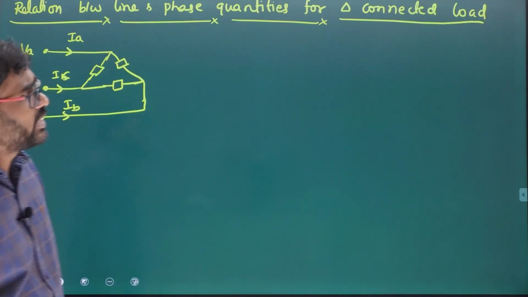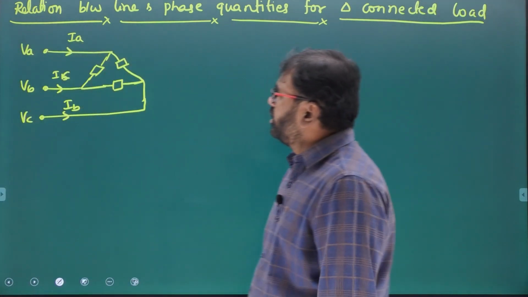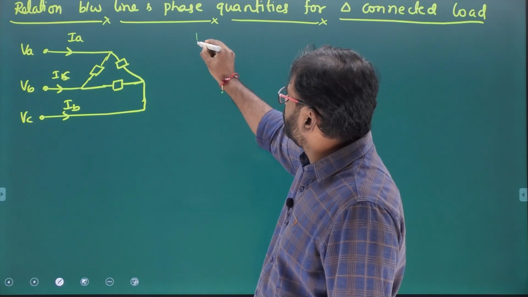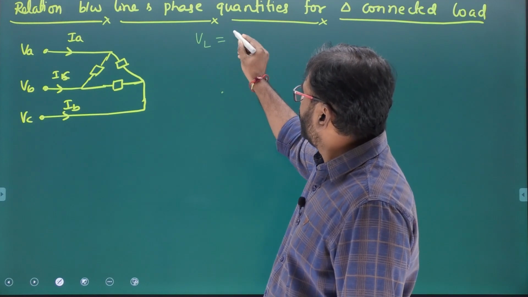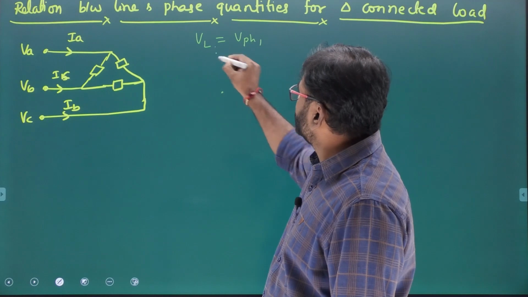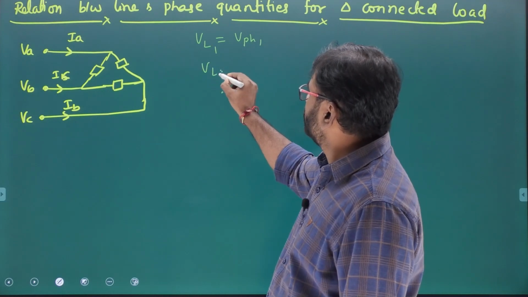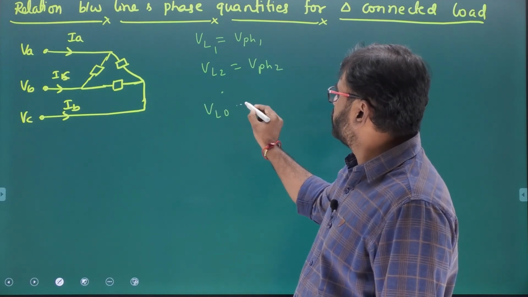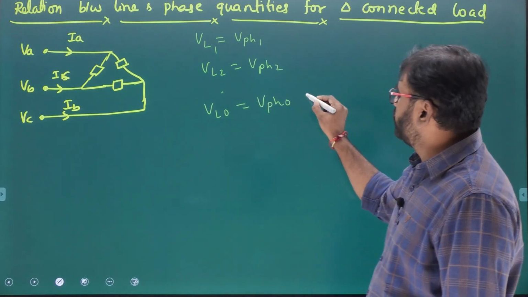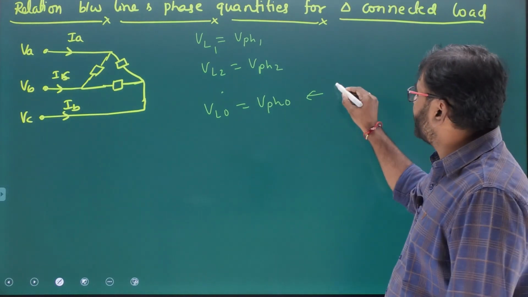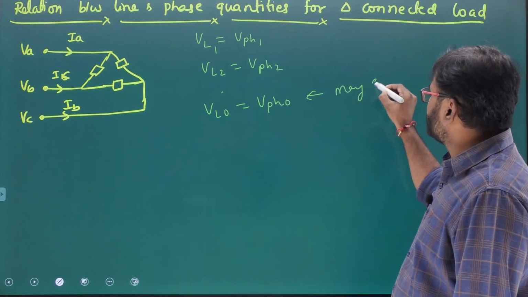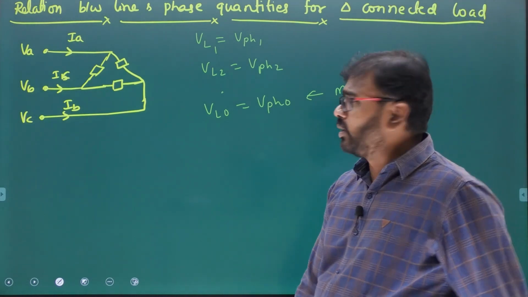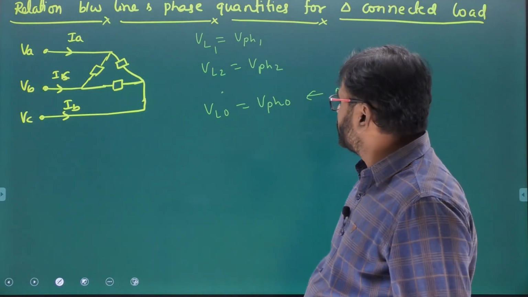Now in case of delta connected load, again I am saying, line voltage is always equal to phase voltage, correct or not? So positive sequence, even negative sequence, even zero sequence. But don't say it will not exist, better to say it may exist. It may exist. Okay, clear? Due to residual voltage, I can say.